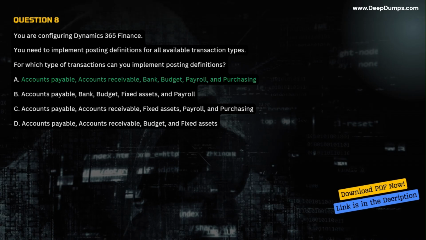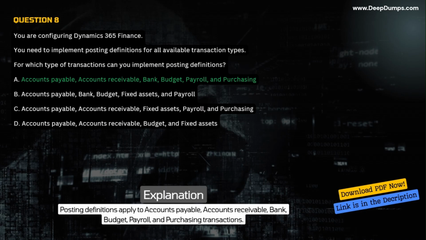Correct answer A. Accounts payable, accounts receivable, bank, budget, payroll, and purchasing. Explanation. Posting definitions apply to accounts payable, accounts receivable, bank, budget, payroll, and purchasing transactions.